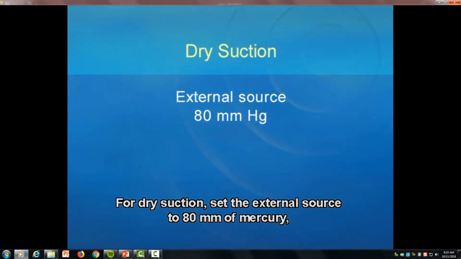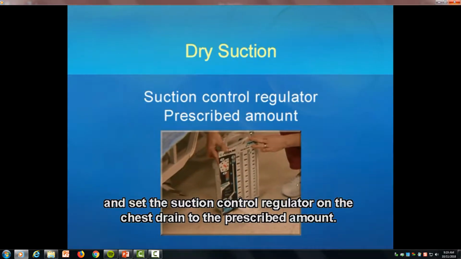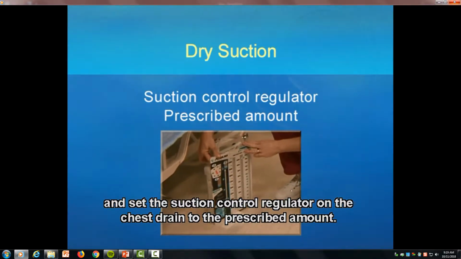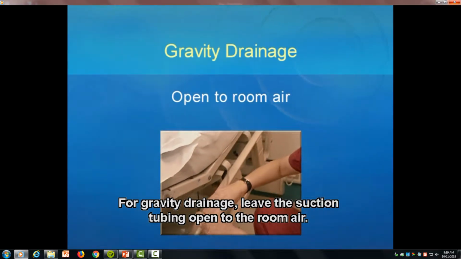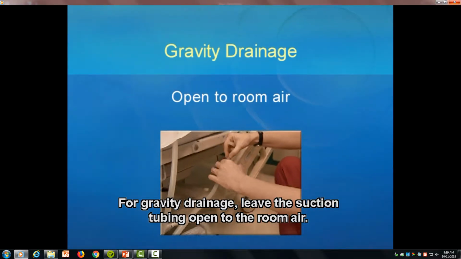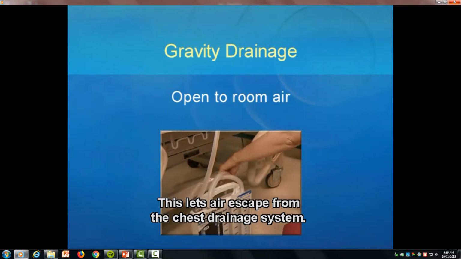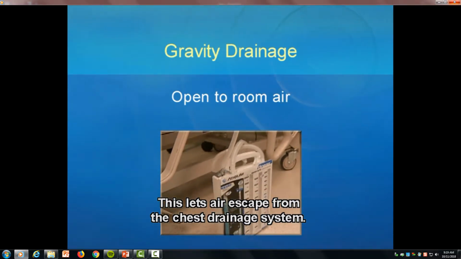For dry suction, set the external source to 80 millimeters of mercury, and set the suction control regulator on the chest drain to the prescribed amount. For gravity drainage, leave the suction tubing open to the room air. This lets air escape from the chest drainage system.